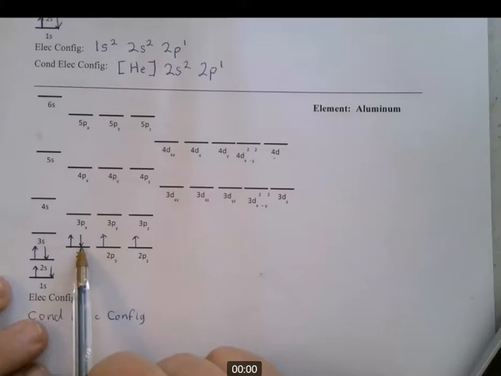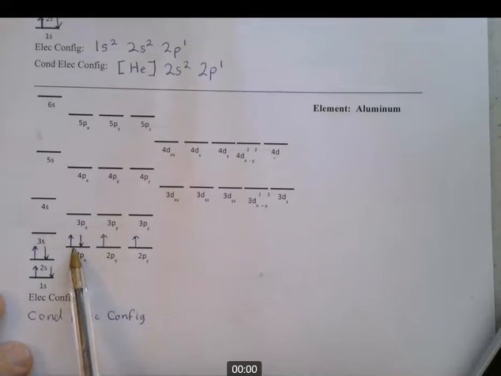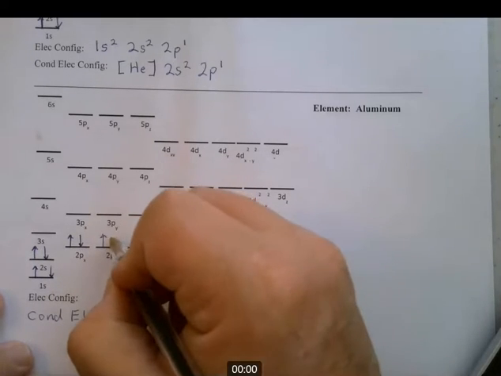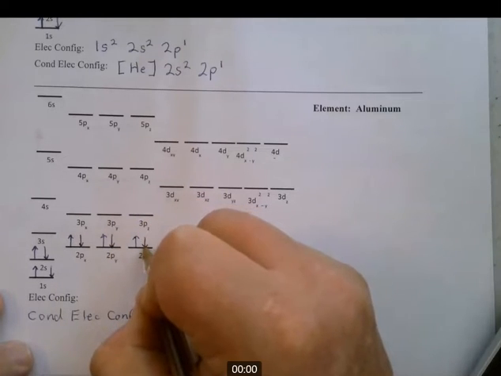But what offsets that repulsion, that idea that they want to push away from each other, is that they're spinning in opposite directions. And that makes them somewhat want to attract each other. Not totally, but somewhat. And therefore that allows them to live together in the same subshell right there. So we're going to place this one, and then this one, and then finally this.